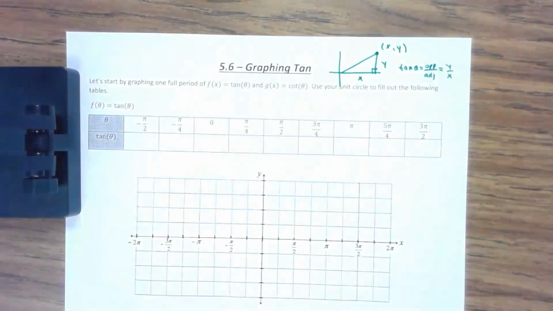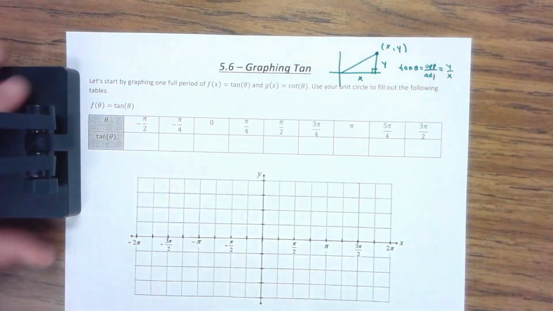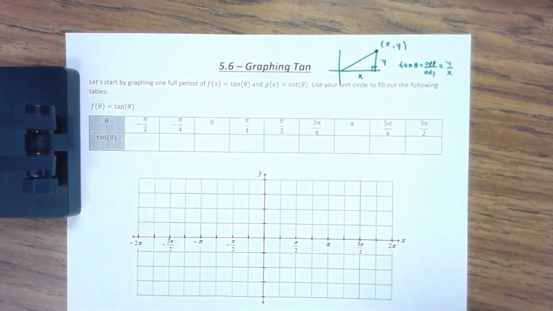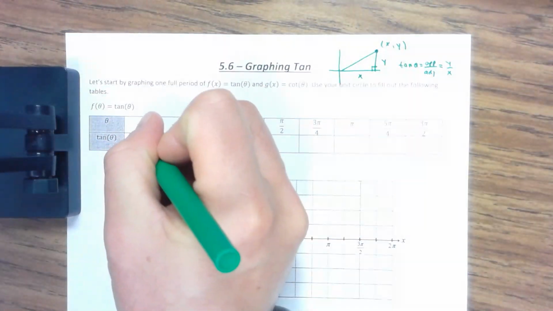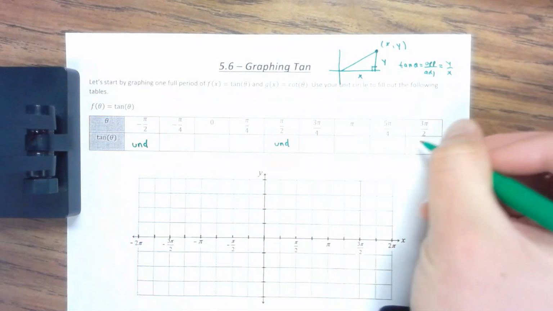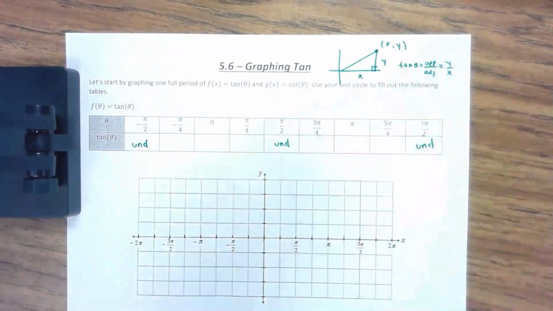Okay, so that's the easiest way to find those values of tangent, is to take y over x at each kind of rotational amount. Okay, so the values that you should end up getting, we actually get some undefined values, and that's going to happen at negative pi over 2, positive pi over 2, and then again at 3 pi over 2. Why do those values end up being undefined?